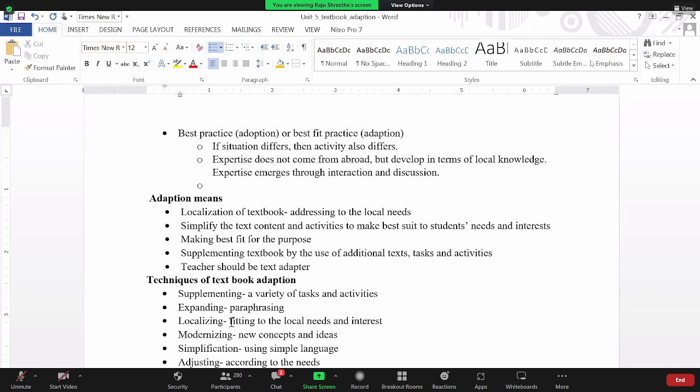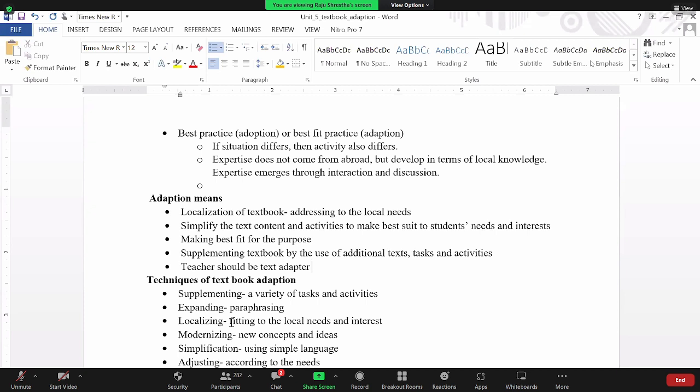So localization of textbook, simplify the text content and activities to make best suit to the learner's needs and interest. This is adaptation of textbook. Making best fit for the purpose, this is also adaptation of textbook. Supplementing textbook by the use of additional text, tasks and activities, this is adaptation of textbook. So teacher should be a text adapter.